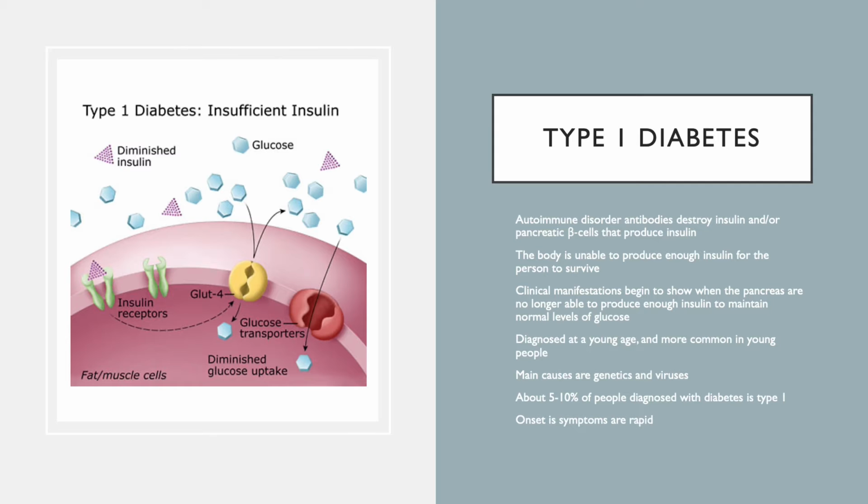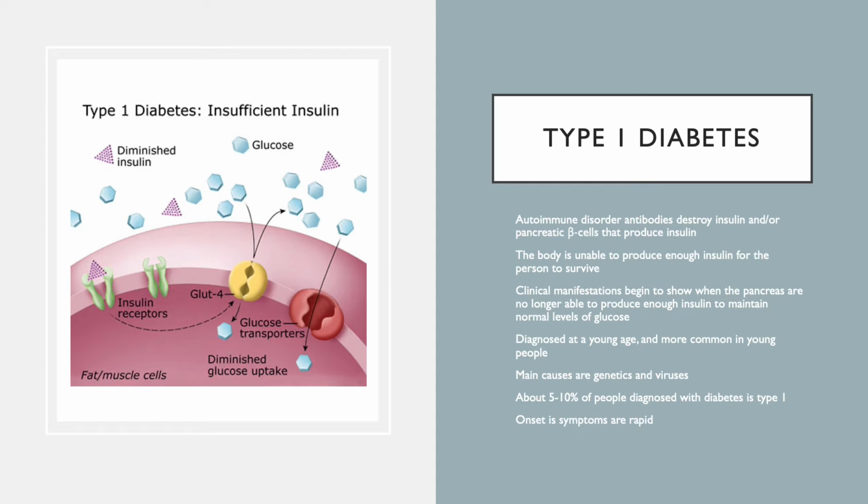So there are two types of diabetes. There's type 1, also known as insulin-dependent diabetes. It's an autoimmune disorder where antibodies destroy our pancreatic beta cells that produce insulin, so the body is unable to produce enough insulin for the person to survive. The clinical manifestations usually begin to show up when the pancreas is no longer able to produce enough insulin to maintain normal levels of glucose.